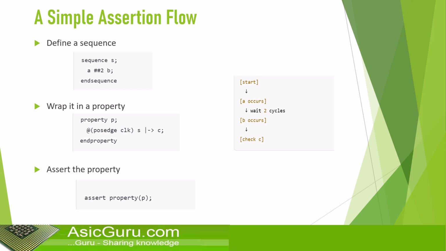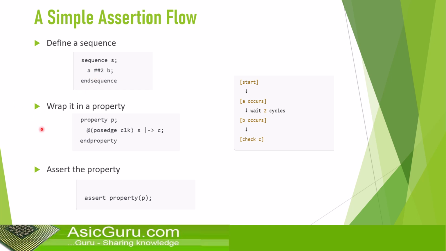So let's go through a simple assertion flow. For this, we first describe a sequence, and in the sequence, we define an ordered set of events. So here we are defining a sequence S. Inside this sequence, we are defining a set of events. For example, here we are defining that if A occurs, then B must also occur after two clock cycles. Next, we wrap the sequence in a property.